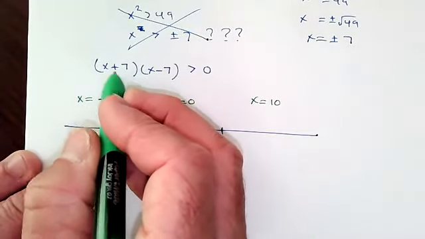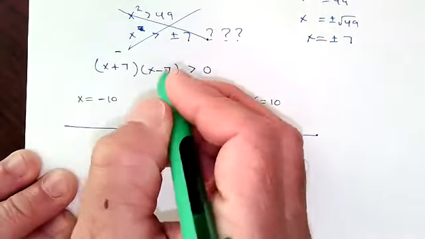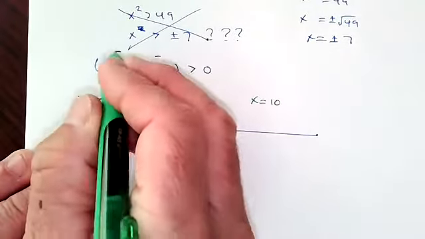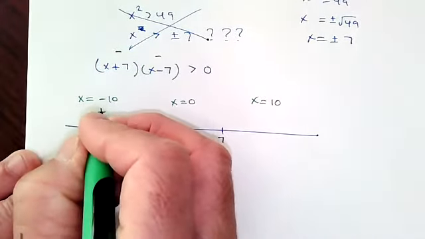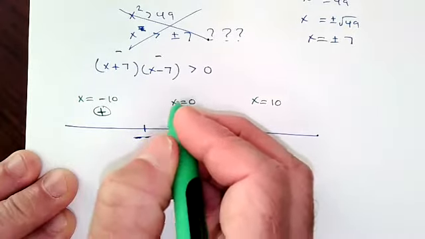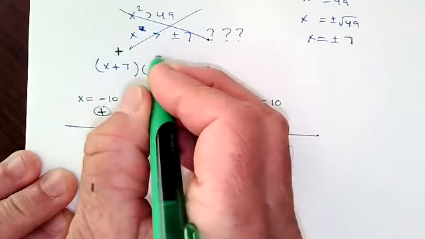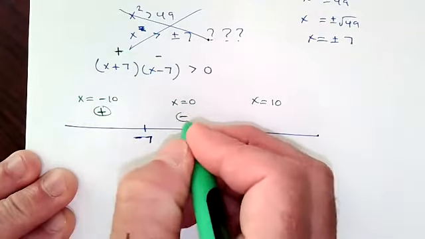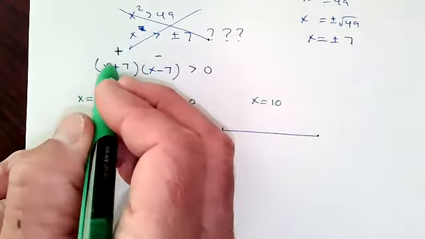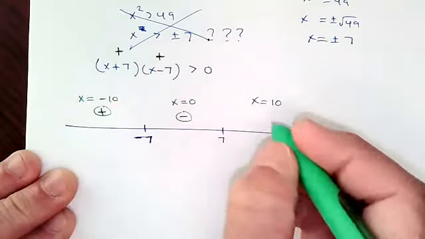-10 plus 7 is negative. -10 minus 7 is negative. Negative times a negative is positive. 0 plus 7 is positive. 0 minus 7 is negative. Positive times a negative is negative. And if x is 10, both of these factors will generate positive numbers.